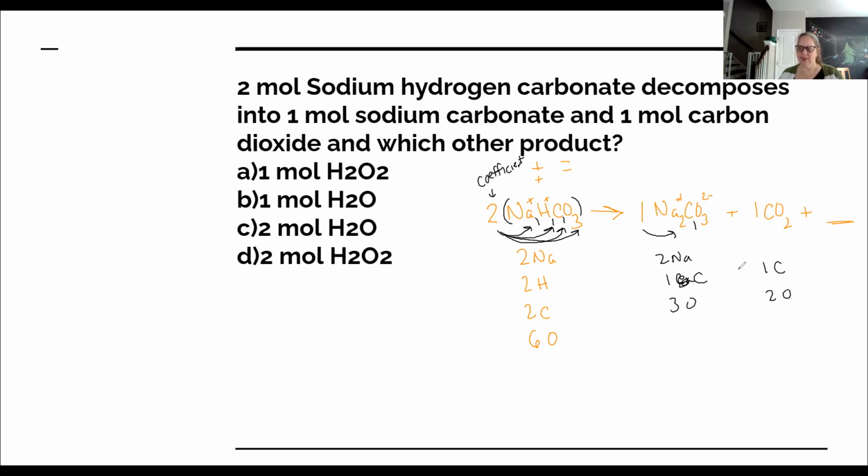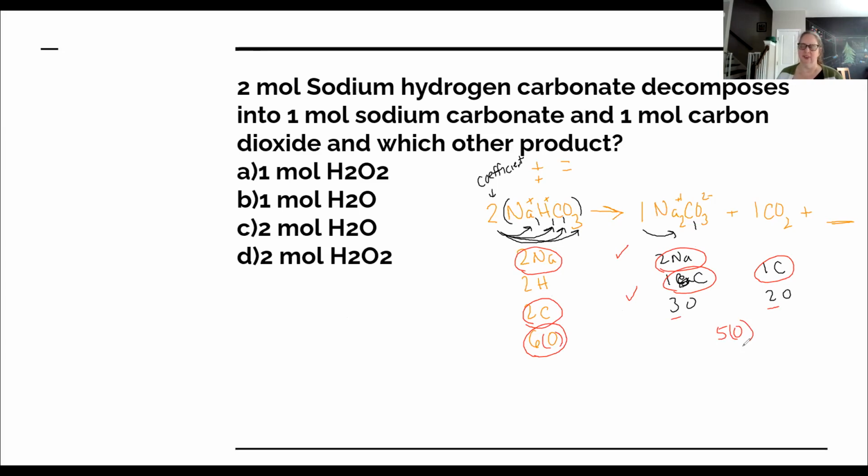Okay, I'm putting them on the same line because I've got to ultimately add them up. On my reactant side, I have 2 sodiums. On my product side, I have 2 sodiums. They are balanced. On my reactant side, I'm going to skip down to the carbons. I have 2 carbons. On my product side, I have 1 + 1, 2 carbons. They are balanced. On my left side, I have 6 oxygens. On my right side, I have 3 + 2, so I only have 5 oxygens on my right side.